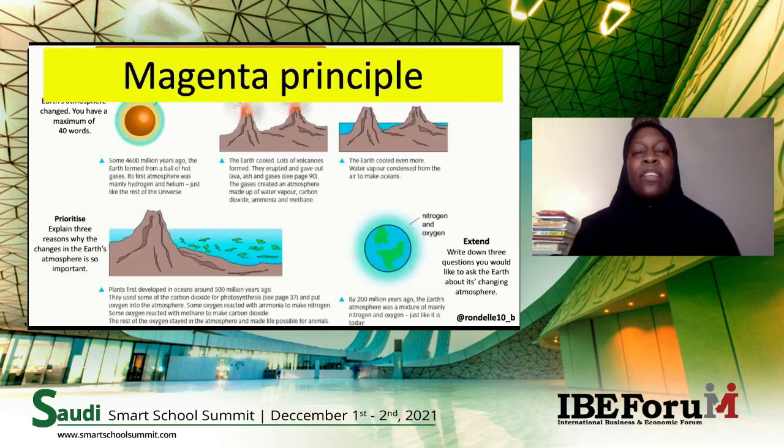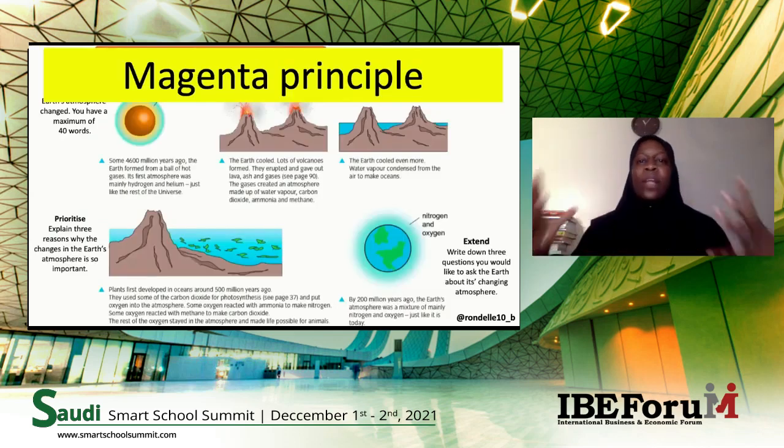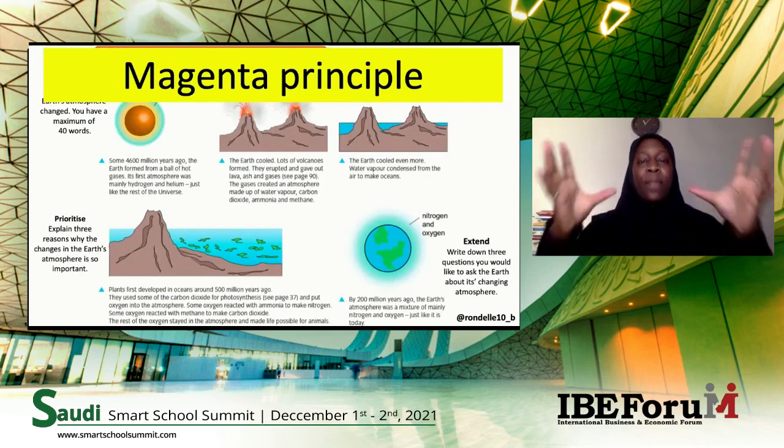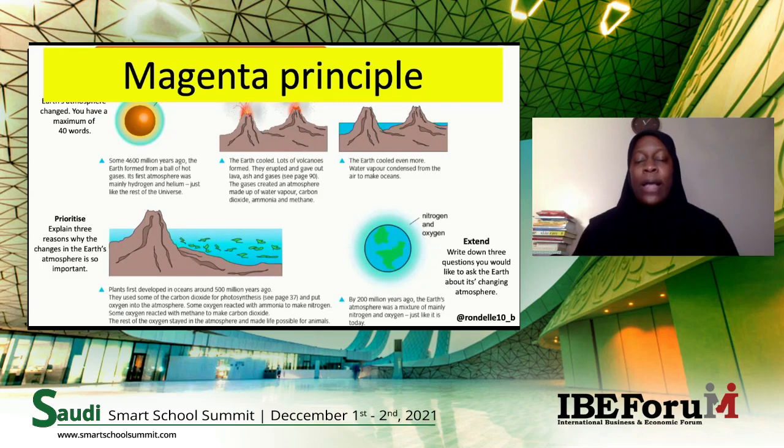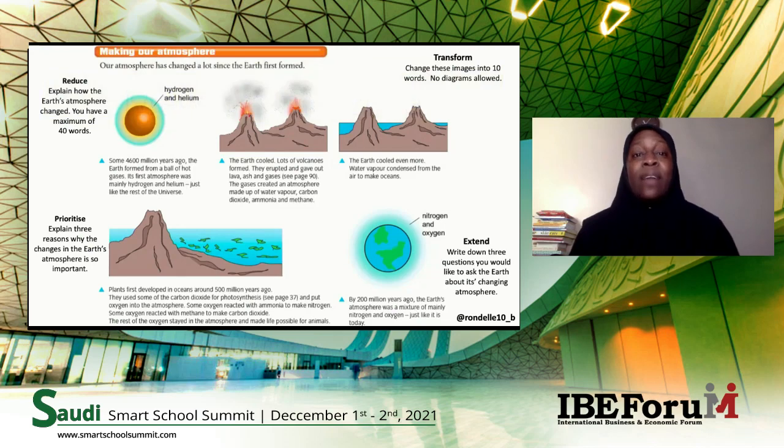Now, this principle is something that works for all ability students because you get them to think about texts, things that they usually find quite boring, in different ways. So this is a concept looking about the evolution of the Earth's atmosphere. And there are different things that I ask the students to do.